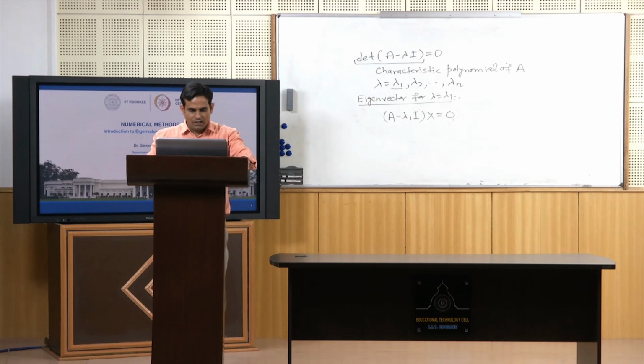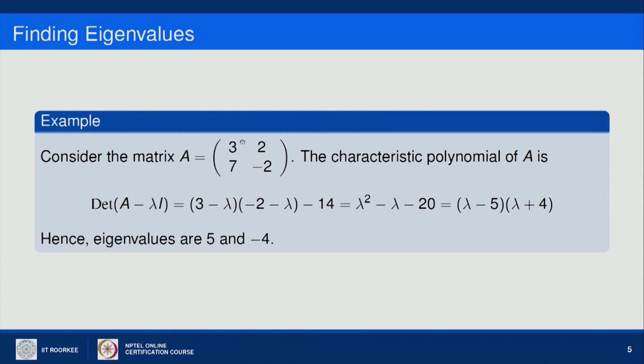So, let us take an example of it. Let us consider this 2 by 2 matrix. The first row is 3, 2, and the second row is 7, minus 2. We need to find the eigenvalues and eigenvectors of this matrix. The characteristic polynomial of A is the determinant of A minus lambda I, which becomes 3 minus lambda, 2, 7, minus 2 minus lambda, giving lambda square minus lambda minus 20. The roots of this polynomial are 5 and minus 4. Hence the eigenvalues of this matrix are 5 and minus 4.